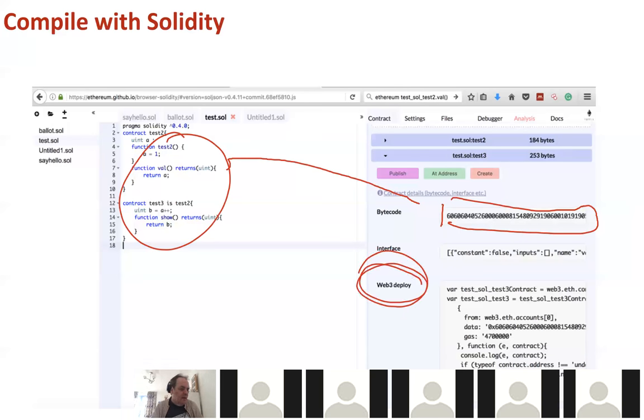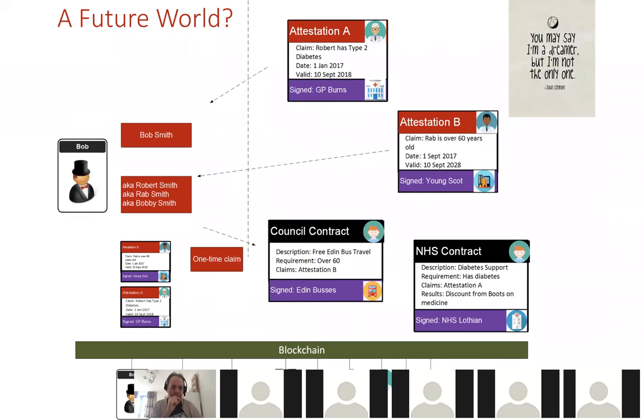Now, in order to make that a bit easier, we create what's called a Web3 deploy, which is a little bit of JavaScript that runs on the blockchain and applies the bytecode for us. So this is just a way for us, on our blockchain, to put the contract on there. But that's the code here that actually runs. Anybody, any questions?